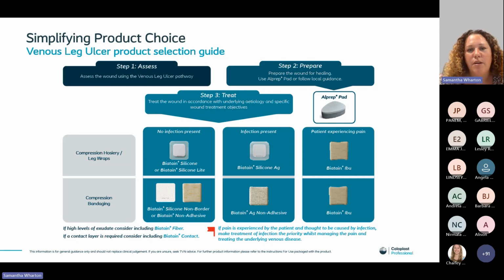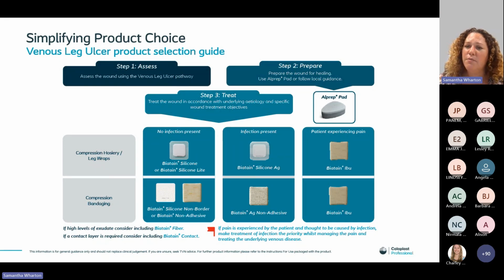And then we've got our step 3, which is treat. So if you're using compression hosiery or leg wraps, if there's no infection present, you can use Biatain Silicone or Biatain Silicone Lite. If infection's present, you can use Biatain Silicone Ag. And again, with these products, they can form down to the wound bed up to 2 centimeters deep. So if your wound is 2 centimeters or less, you just need to use the one dressing. Again, simplifying it for your patients, simplifying it for the clinicians. It helps with supported shared care as well.